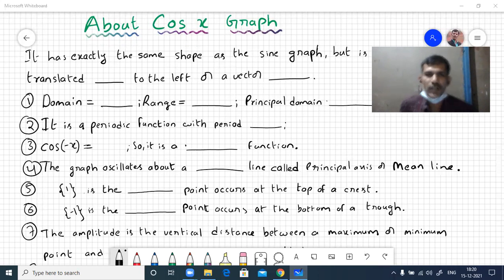Namaste, welcome to all. Today we'll discuss all about the cos x graph. See, it is exactly the same shape as the sine graph, but some translation will happen. What translation will happen, and what is its domain, range, and principal domain, we'll see now.